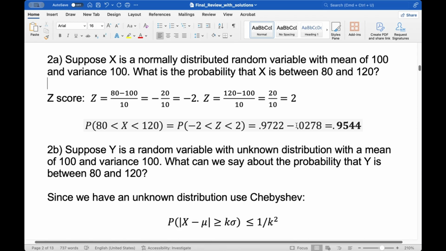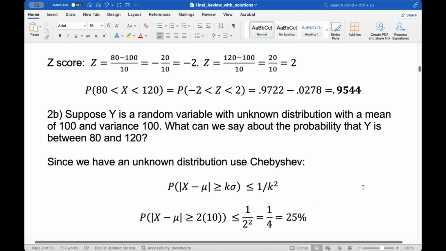Now, part B is the same question, but we don't know whether or not we have a normally distributed random variable. It's unknown. So what can we say about a random variable with unknown distribution, but we know that the mean is 100 and variance is 100? What's the probability that the variable is between 80 and 120? We cannot use a normal distribution. We have to use Chebyshev's law for an unknown distribution. The probability that absolute x minus mu is greater than or equal to k times sigma is less than or equal to 1 over k squared.